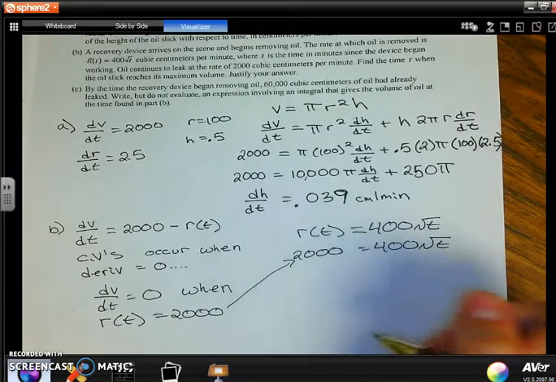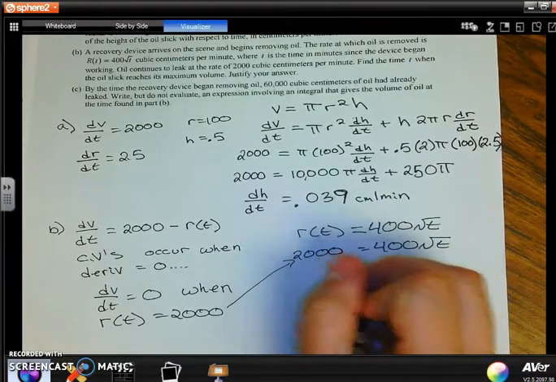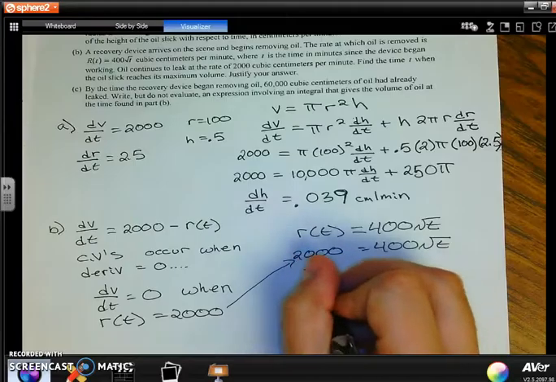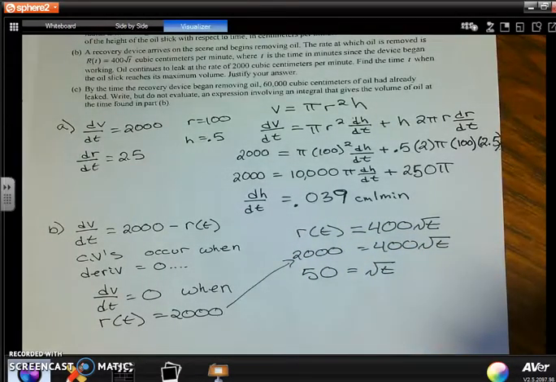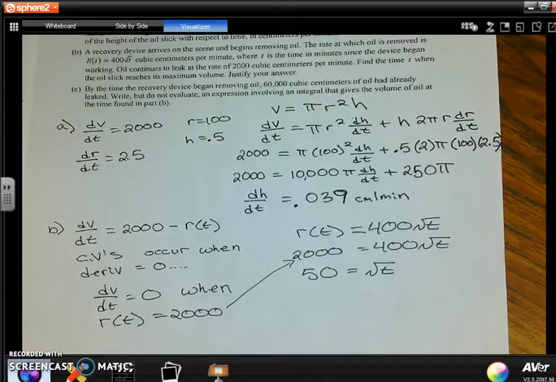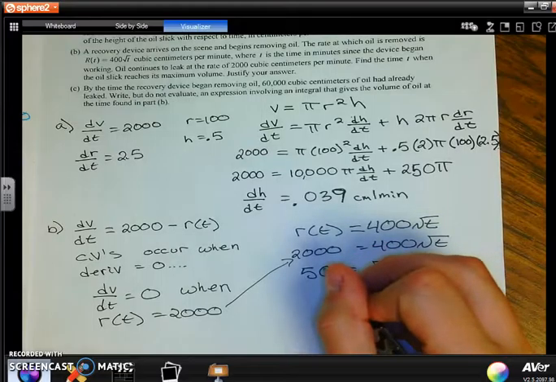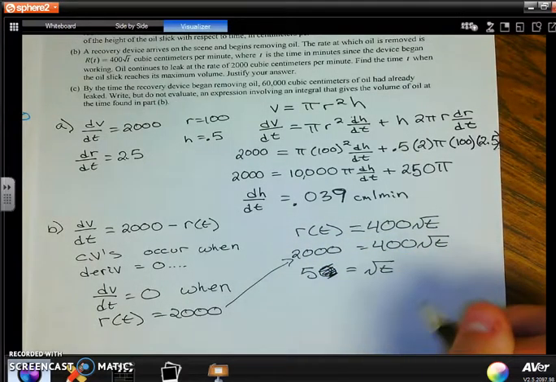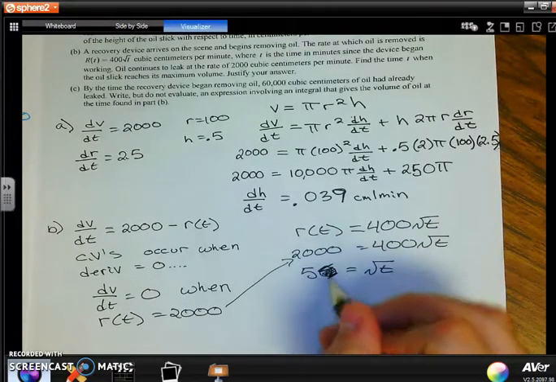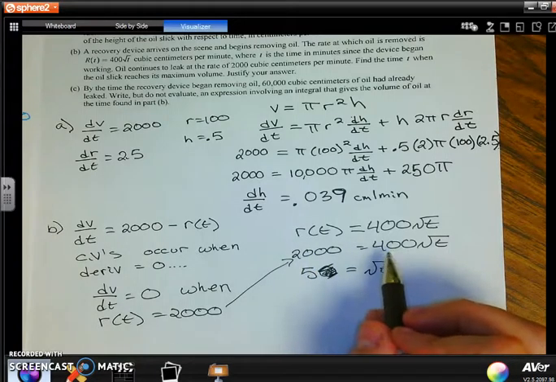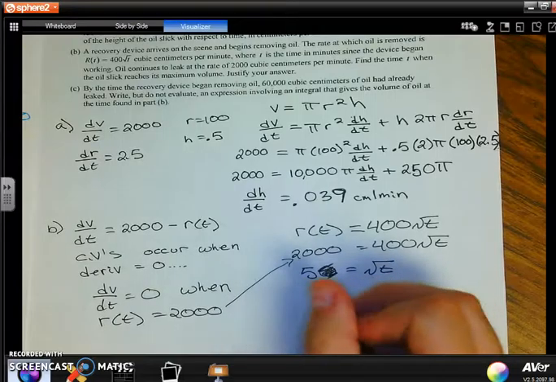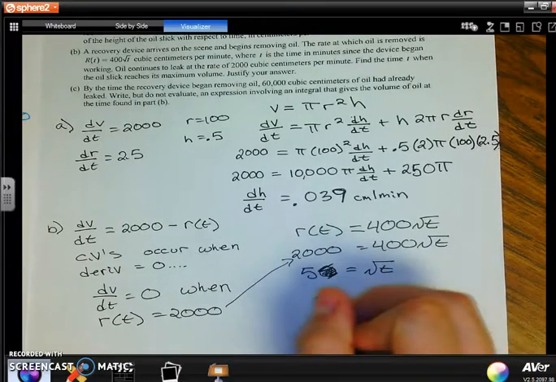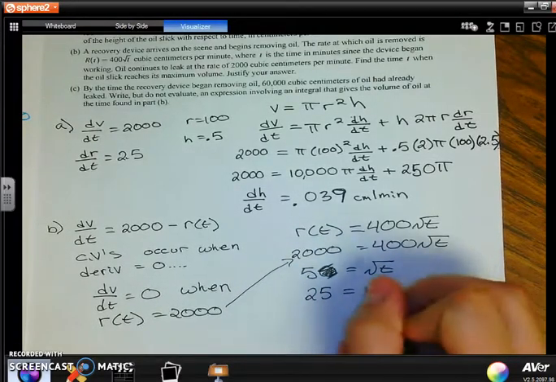So you can divide both sides by 400. So 2,000 divided by 400 is 50. So that equals square root of T. And now that's going to give me, oh, sorry, not 50. Sorry, lost a 0 there. So here I have 2,000 divided by 400 is 5. Now I need to get T by itself, so you need to square both sides. So square both sides and you get 25 equals T.